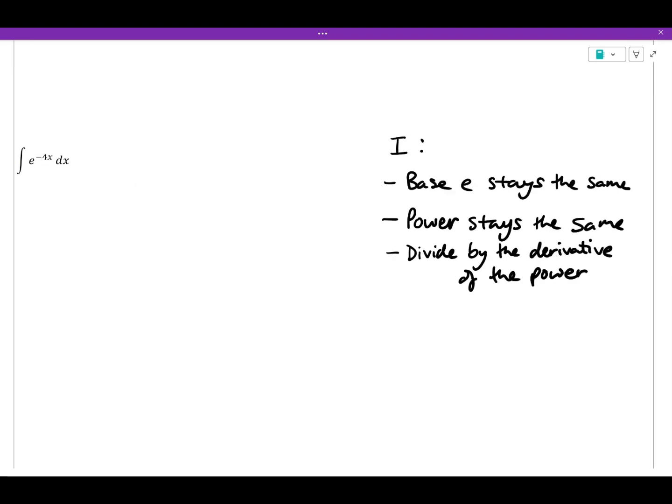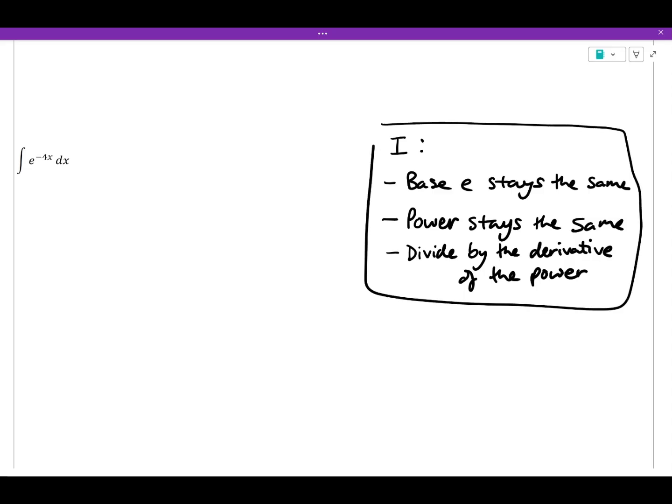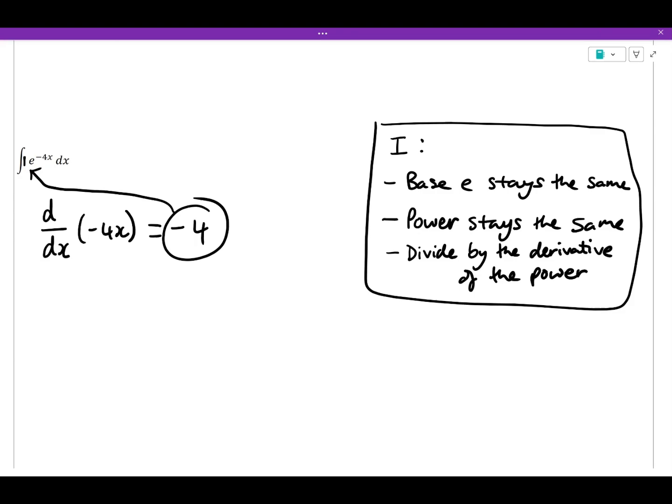So we've got our integral, and I've got my reverse chain rule steps on the right over here. But before we do those steps, we're going to do our reverse chain rule check. So we're going to differentiate our power. If I differentiate -4x with respect to x, I would get -4. Then we're going to compare this value to the value in front of our e function in the integral. In front I've got a 1. To get from -4 to 1, do you need to multiply by a numerical value? Yes, it wouldn't involve x. Therefore, we're good to use the reverse chain rule.